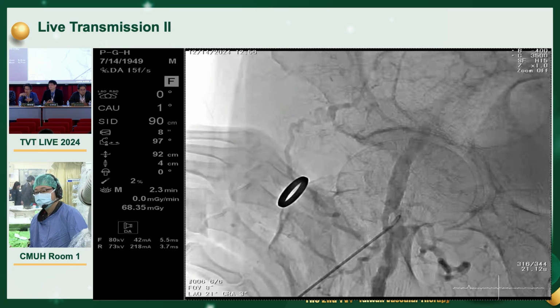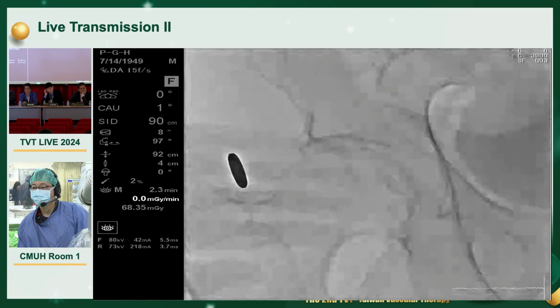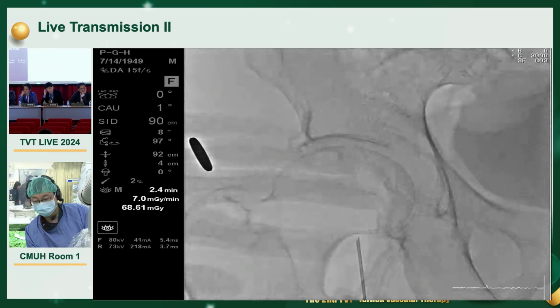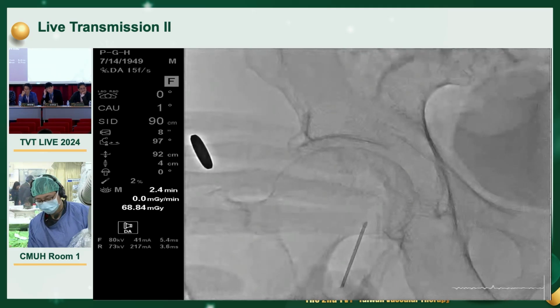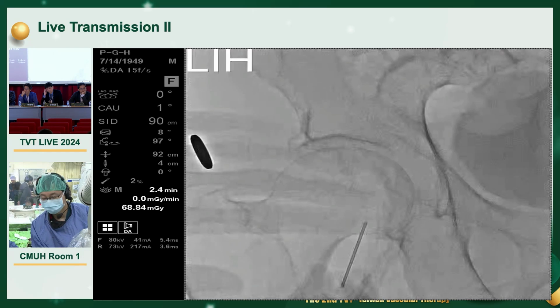And this puncture site is a little lower. It may be a little lower, I know. Okay, I'll try again. Is the lesion over there? Okay, contrast again, please. Please inject.